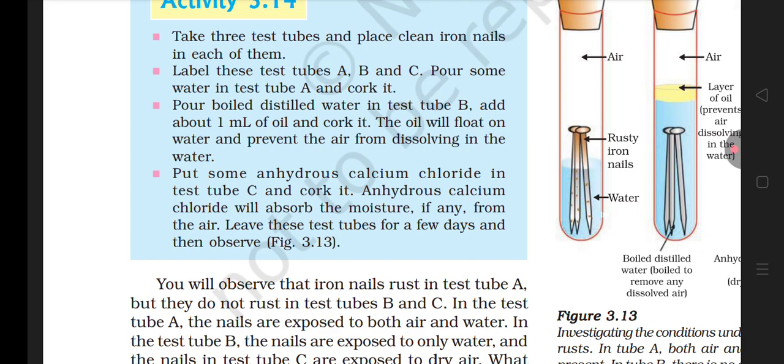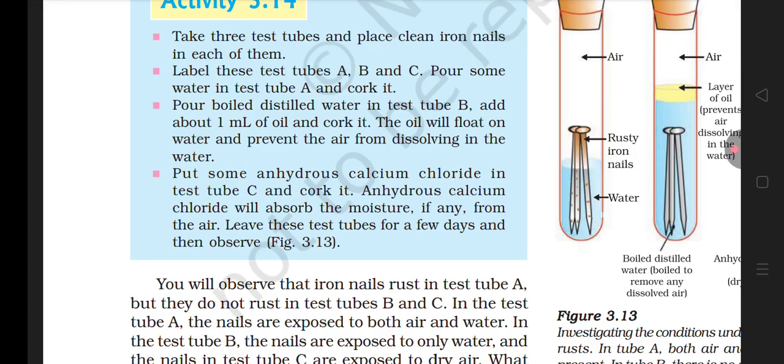Leave these test tubes for a few days and then observe. You will observe that the iron nail rusts in test tube A, but they do not rust in test tubes B and C. The reason you know very well: in test tube B there is oil which is preventing the air from reaching the nail, because for rusting it needs air and moisture also. In test tube C it is not reacting, because there is anhydrous calcium chloride, which absorbs any moisture coming from the air and does not allow that moisture to stay there.